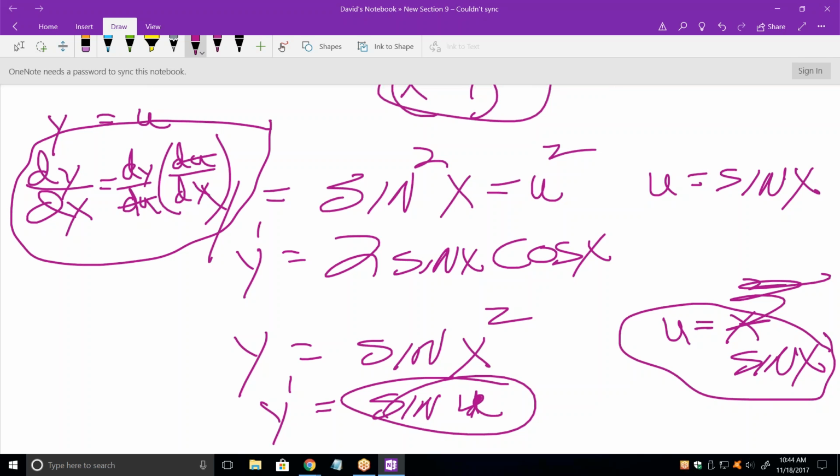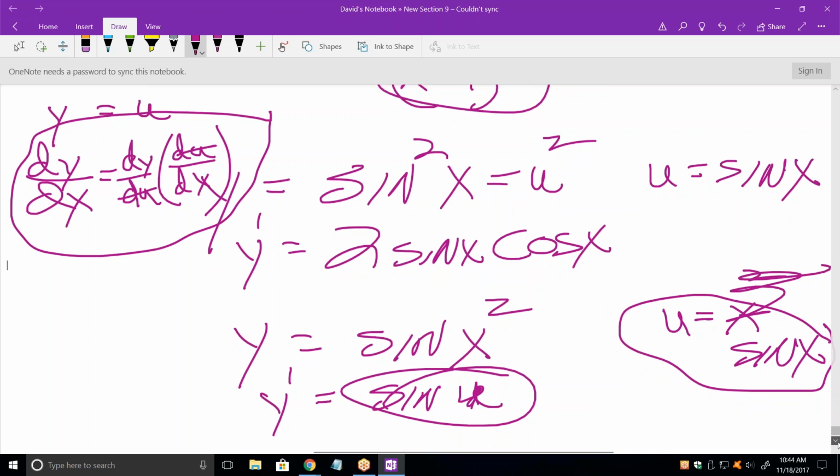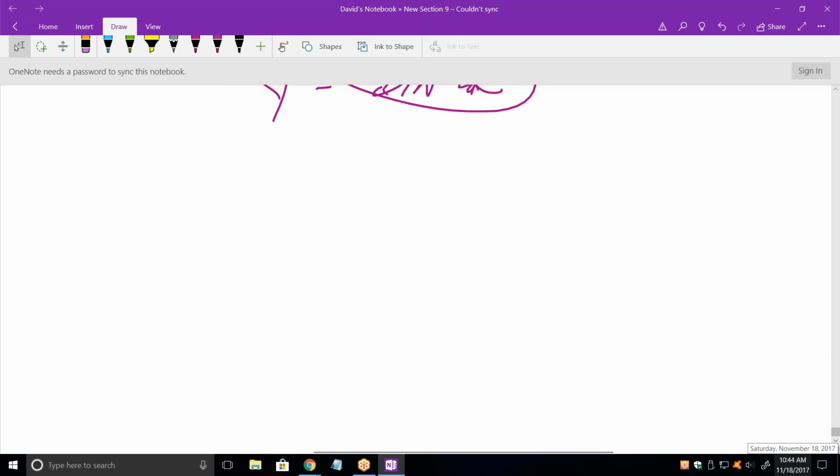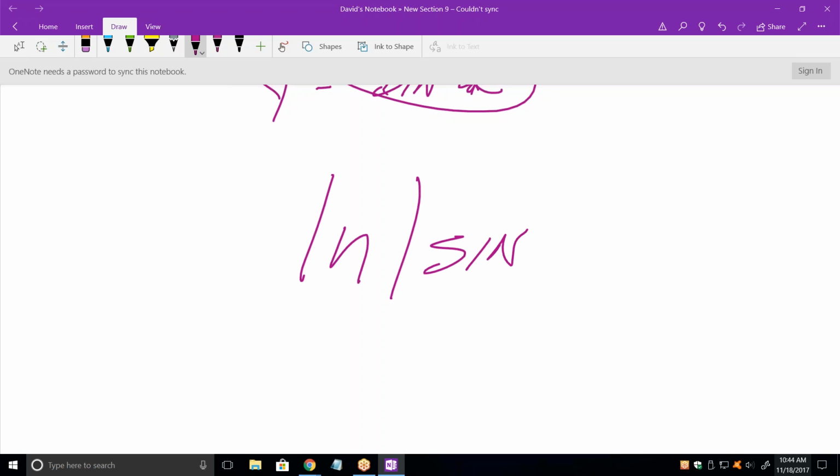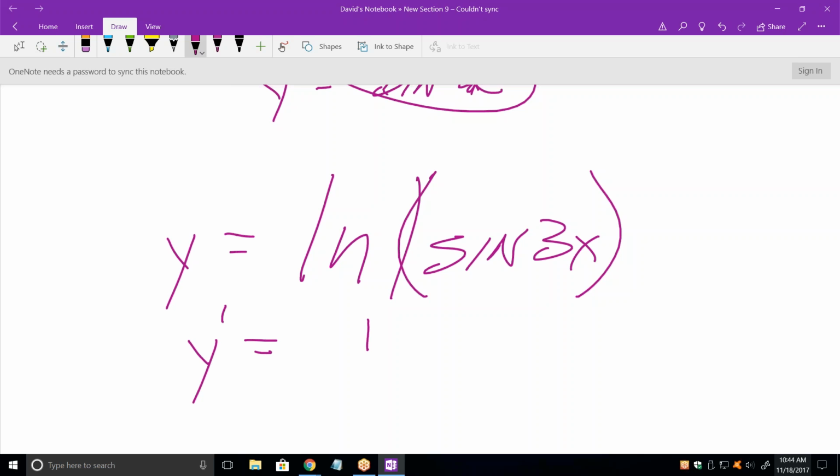Okay? And you can have multiple things in the chain rule. It doesn't have to just be one inside. In other words, if I had something like natural log of the sine of 3x. Okay? Okay. What's that? Y prime. So 1 over the sine of 3x times cosine of 3x times 3. Good.